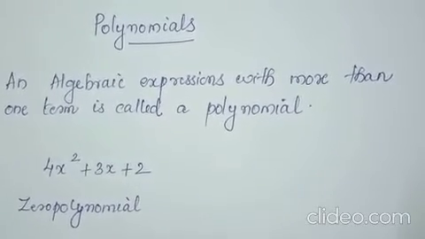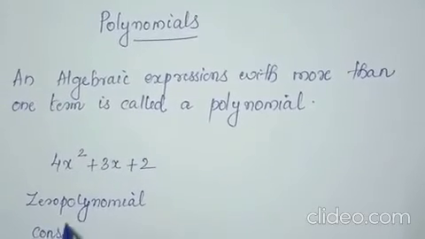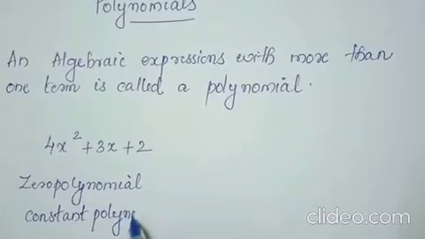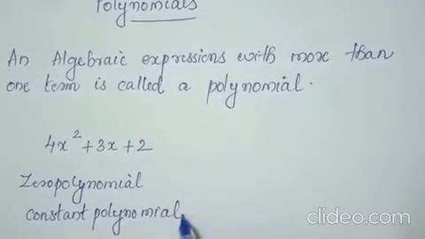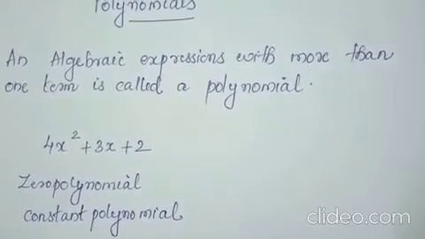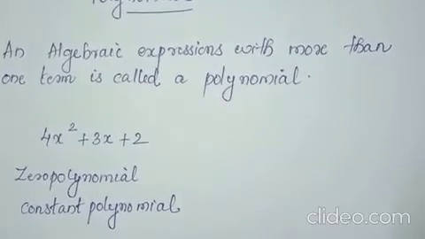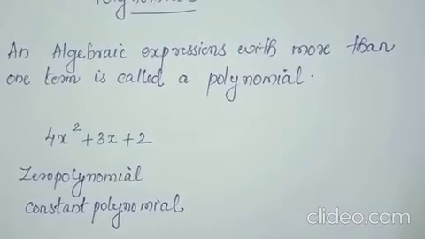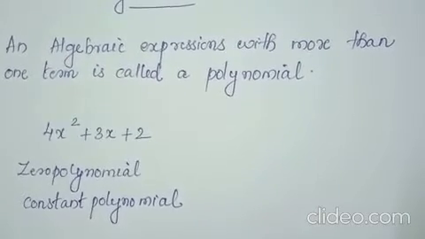constant polynomial. What is a constant polynomial? An example of a constant polynomial is 4, 5, -6, -7, 9. Understood? So the numbers are called constants.